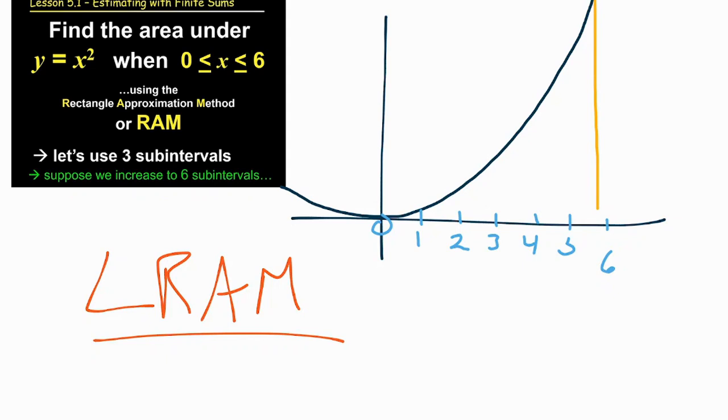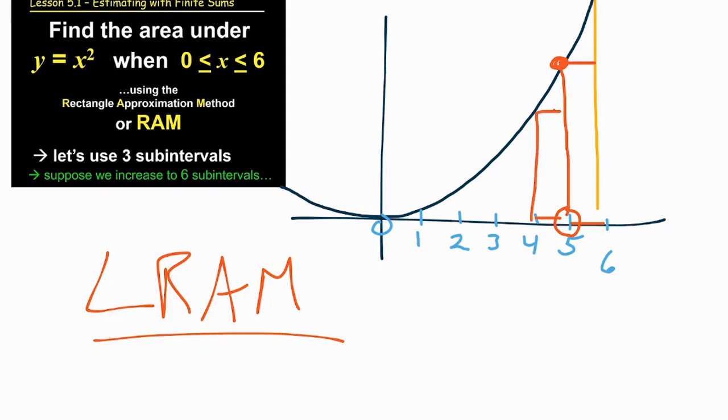So what did I do here? I drew my interval. I drew my dimension to the left. I went to the left. I'm using the left x value. And when I use the left x value, I go up and meet the graph. I meet the graph and I create a rectangle. And then we keep doing that. Go to the left.